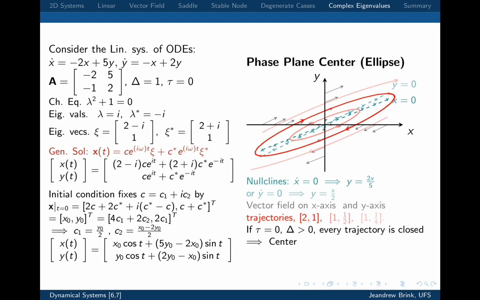But this is the final choice that you have, right? You can either have a node, stable or unstable, or you're going to have a center, and then I'm going to start looking at spirals in the next lecture.